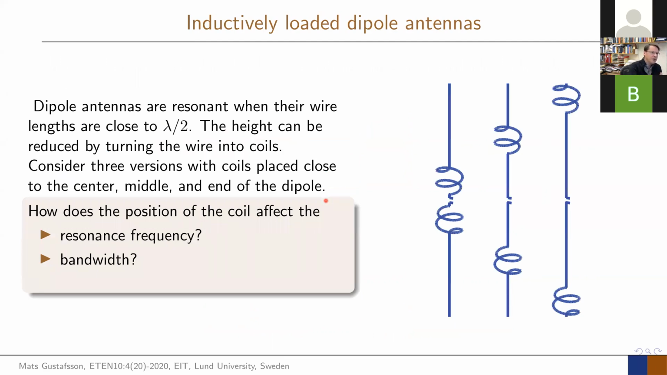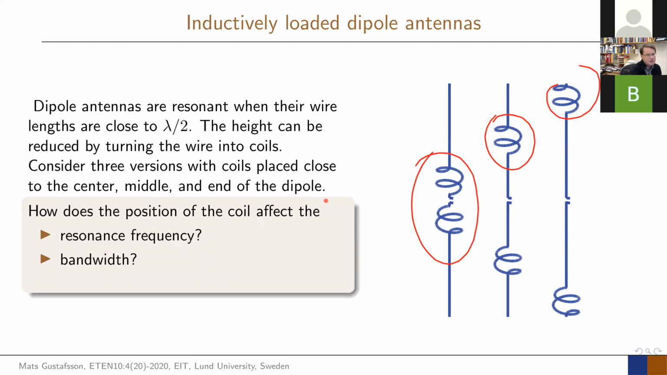We can look at the inductively loaded antennas. So we could say this, putting a coil there can be good. And in these cases, of course, if you put a coil, you can ask, should I put the coil close to the center? Should I put it in the middle, or should I put it at the edges? What does it affect in these cases? How will it affect the resonance frequency? What do you think?